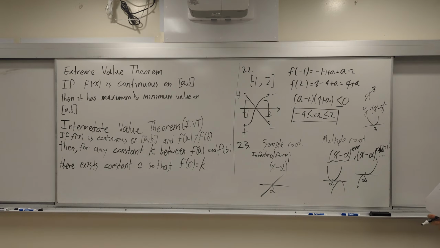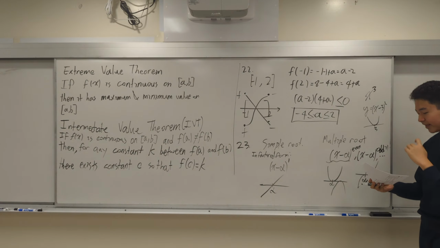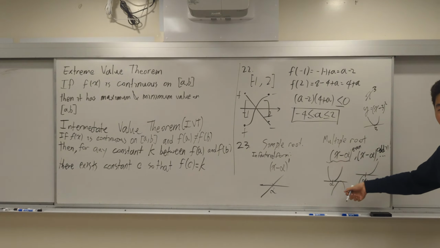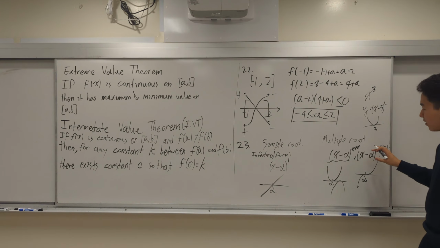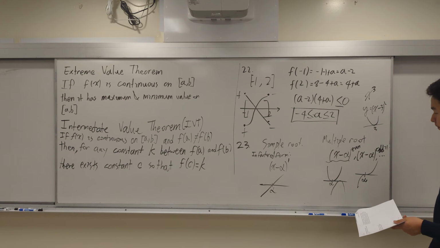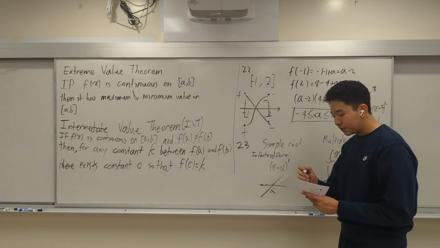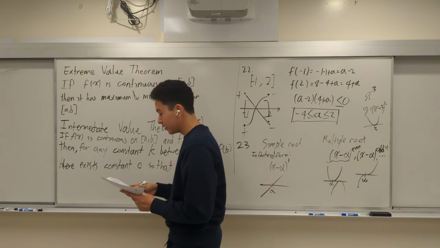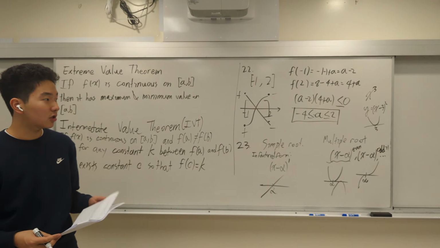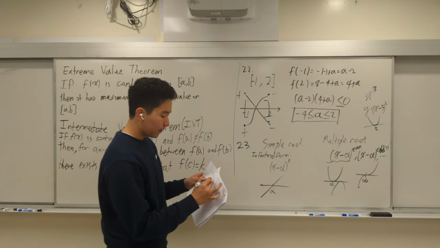I'll explain why the picture is like this fully when we get to differentiation. But right now, think of it as a line and a parabola going like this. It depends on whether the power is even or odd, okay? So that should inform you for number 23. And number 24 is quite an easy application problem, so I'll leave that up to you as well.